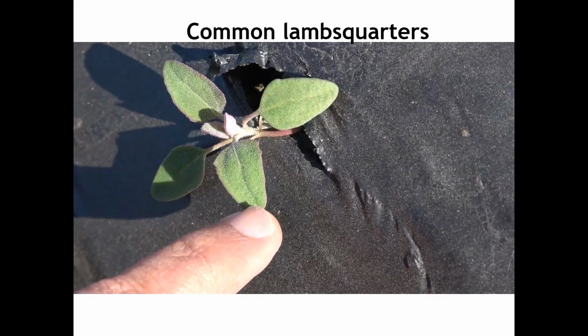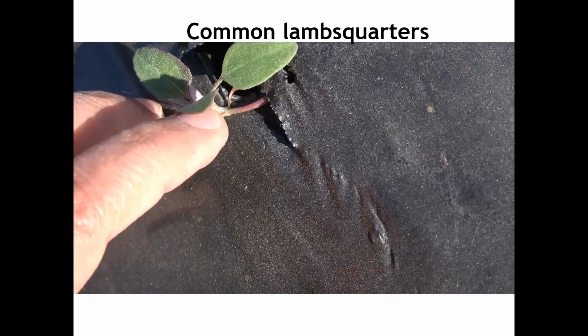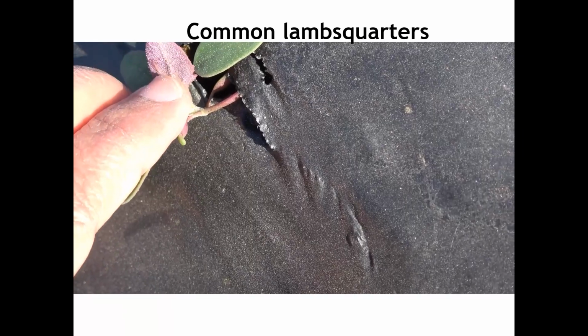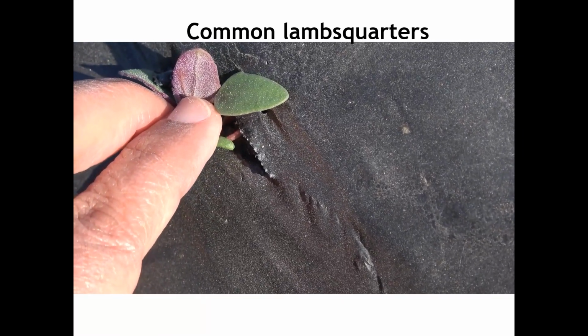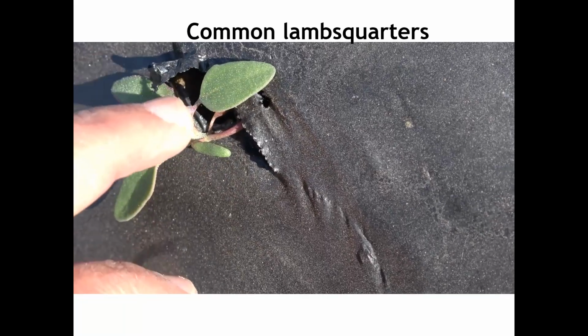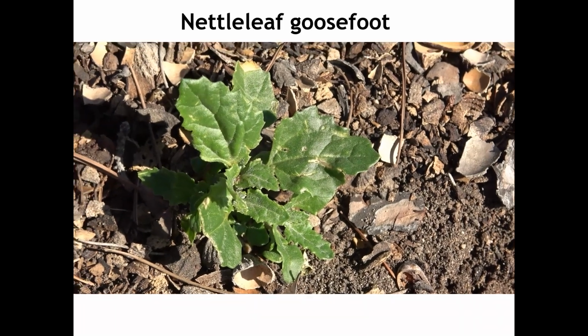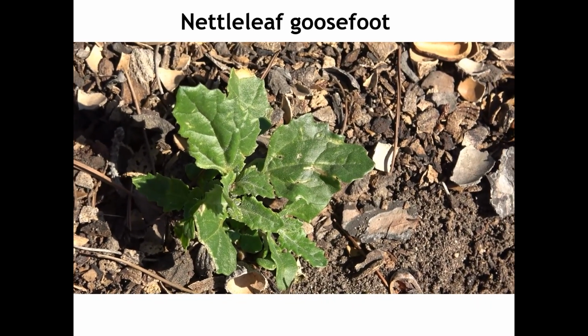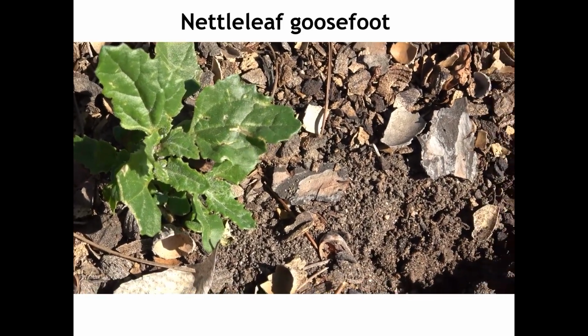That is more common in common lamb squatters, and the silver dust is also evident on the underside of the leaf. Again, it has a reddish tinge to it that I just mentioned. In this video you are going to see nettle leaf goosefoot. You see, it does not usually have the reddish tinge to it. It does not have the prominent silver-like dusting on it.